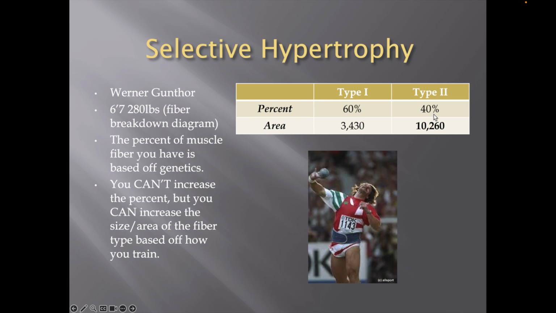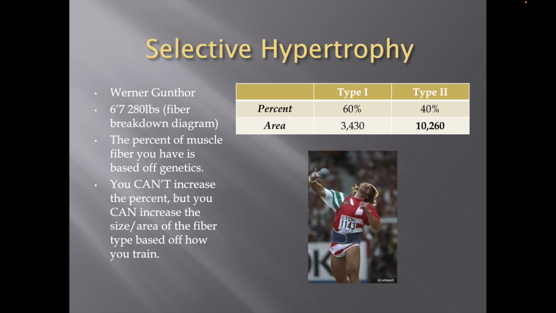And that might seem kind of weird because we know shot putters have to produce a lot of force very quickly to throw that shot put. But they don't need to perform several different shot puts in a row. They perform one shot put, rest a couple of minutes. Perform another shot put, rest a couple of minutes. So what's interesting here is the number of type 2 muscle fibers is only 40% of the total muscle fibers he has, versus type 1 was 60%. You would think that Werner Gunther would have more type 2 muscle fibers than type 1.